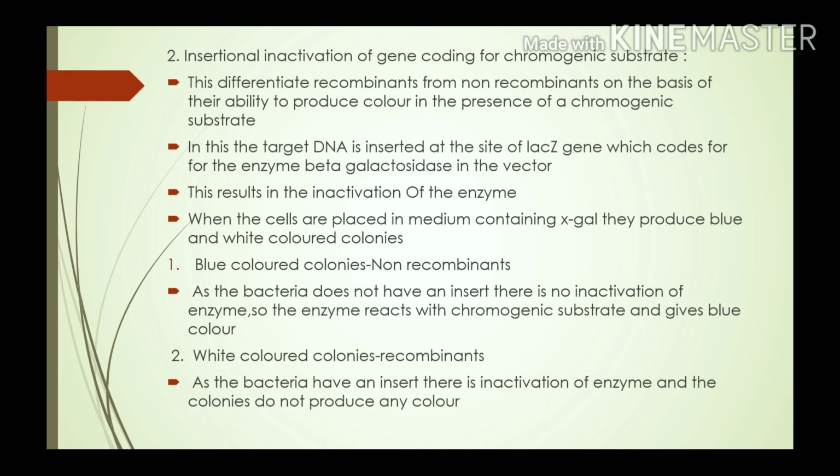So we have seen that a chromogenic substrate is nothing but a group of peptides which react with a proteolytic enzyme and result in the formation of a color. So here we can differentiate recombinants from non-recombinants on the basis of their ability to produce color in the presence of a chromogenic substrate. So in this, the target DNA is inserted at the site of the lacZ gene, which codes for the enzyme beta-galactosidase in the vector. So when the target DNA is inserted at that site, the lacZ gene will get inactivated. So what happens? This results in the inactivation of the enzyme.